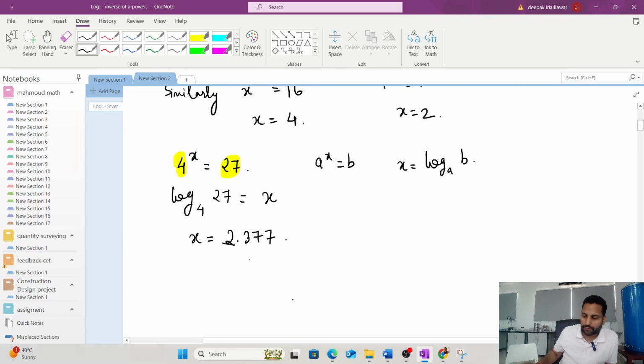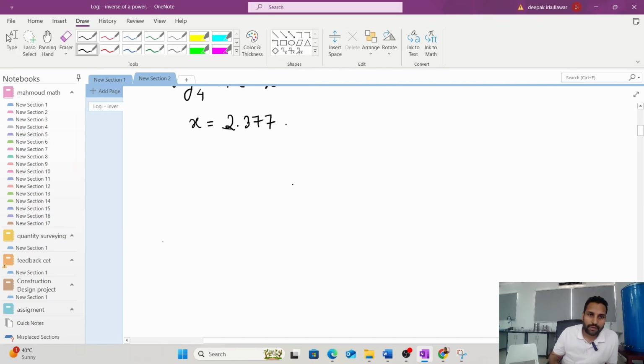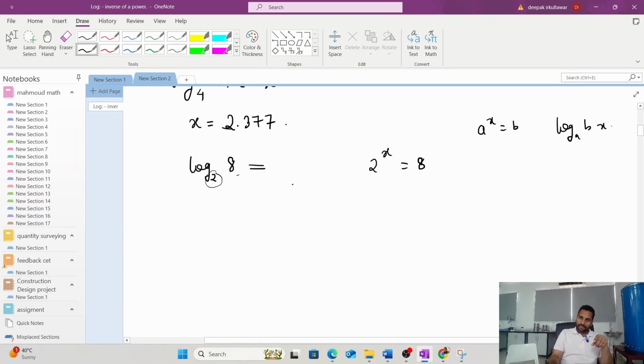Now suppose I give you a few examples to solve. For example, if you are supposed to solve log₂8, how can you solve this? Log to the base 2 of 8 can be solved without a calculator. You just need to understand what to the power of 2 will give you 8. This can be written as 2 to the power of x is equal to 8, right? Because a to the power of x is equal to b, and log a b is equal to x.